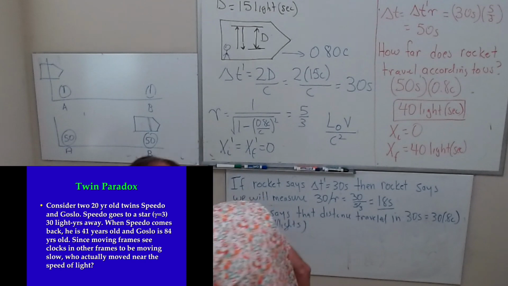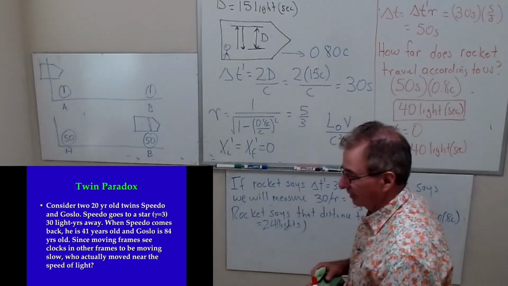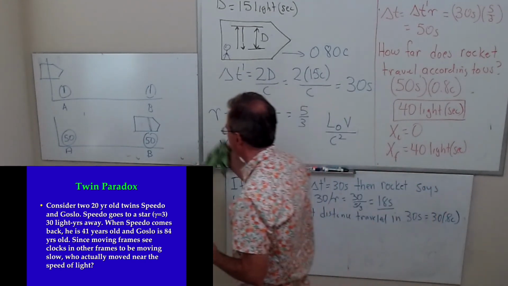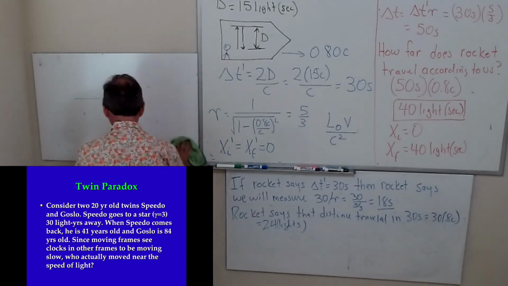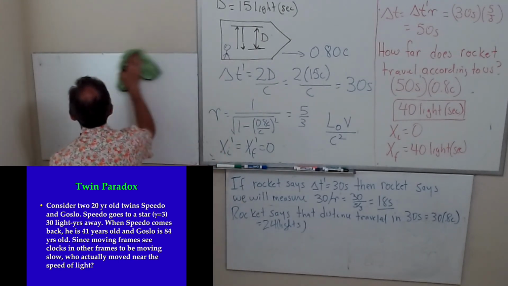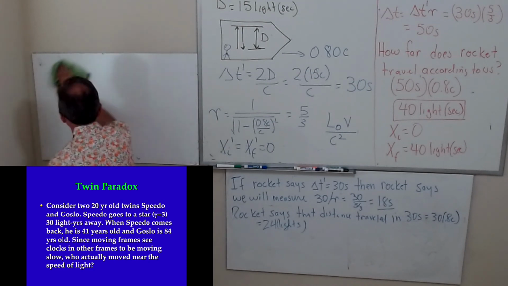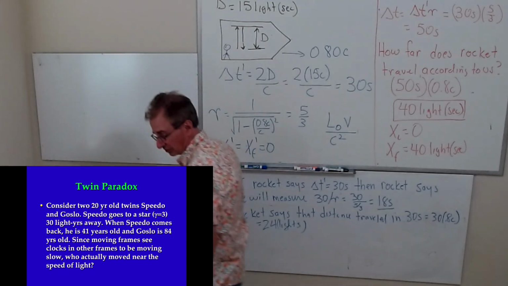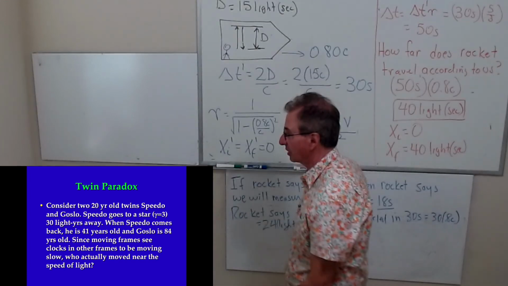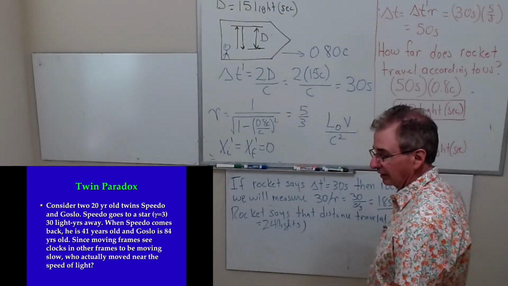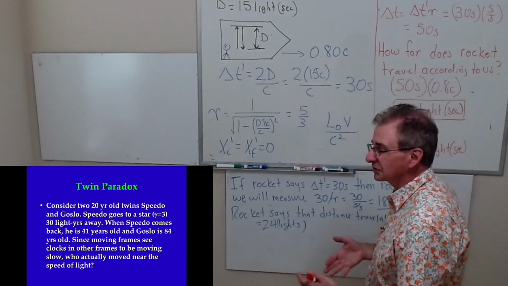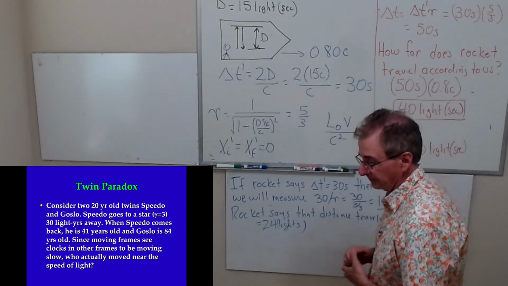I mean, normally you would say, oh, they're both younger than each other. How can that be? This is the twin paradox, and there's all kinds of stuff written about it. Well, it turns out that Speedo is not always in an inertial frame.